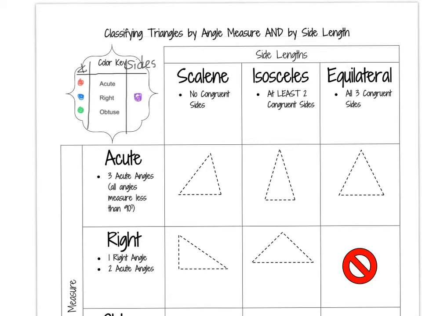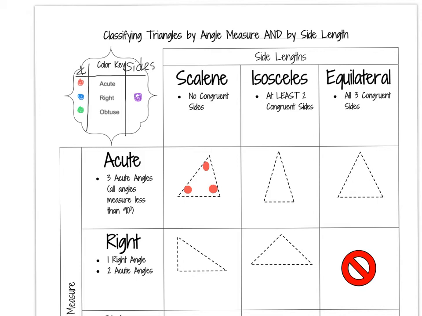So we have many different kinds of triangles, as you can see here. And let's just look at this first triangle right here. We're looking at an acute scalene triangle, which means all three of these angles are acute. But none of these sides are congruent. So we're going to give them each a different color. So this side is not congruent to this side, which is also not congruent to this side.